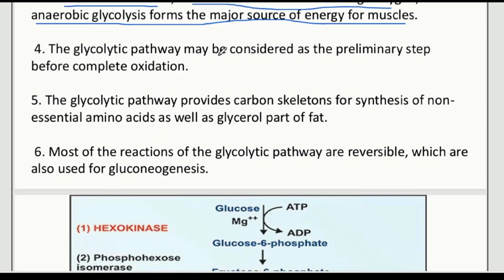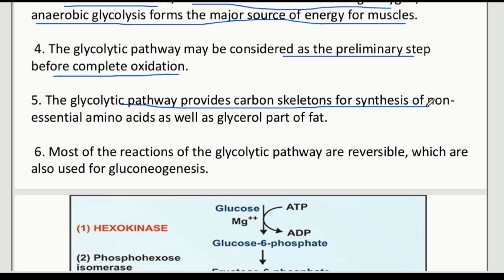The glycolytic pathway may be considered as the preliminary step before complete oxidation, because we can see later that after glycolysis we get pyruvate. That pyruvate enters the TCA cycle after converting into acetyl CoA. After the completion of the TCA cycle, that is the complete oxidation. So if there is no glycolysis, we cannot get acetyl CoA that further goes into the TCA cycle. So glycolysis is the preliminary step before complete oxidation.